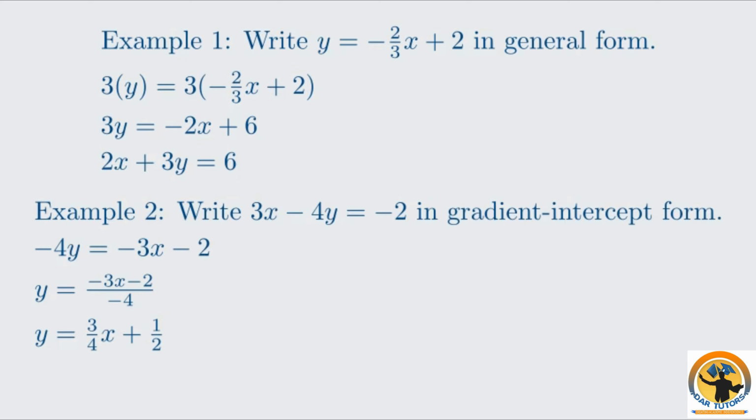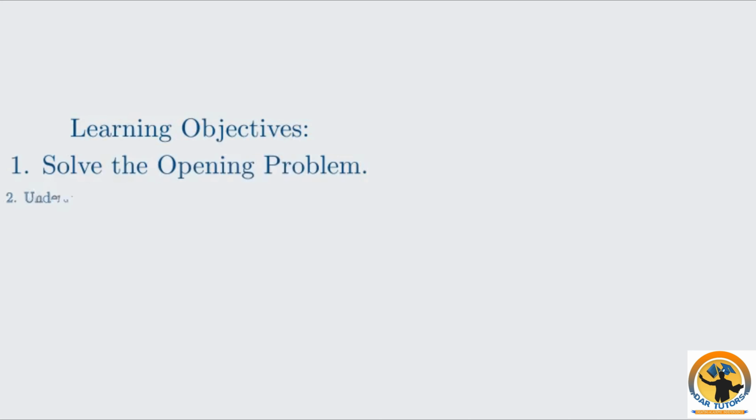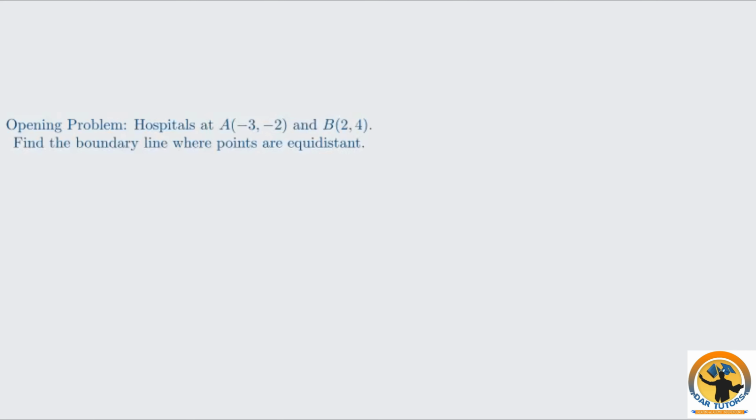We have now reviewed the different forms of linear equations and practiced converting them. We can now solve the opening problem we introduced at the beginning of the video. The goal is to find the perpendicular bisector of the line segment connecting the two hospitals. Let's first recap the problem. Hospitals are at A(-3, -2) and B(2, 4). The ambulance is sent from the nearest hospital.